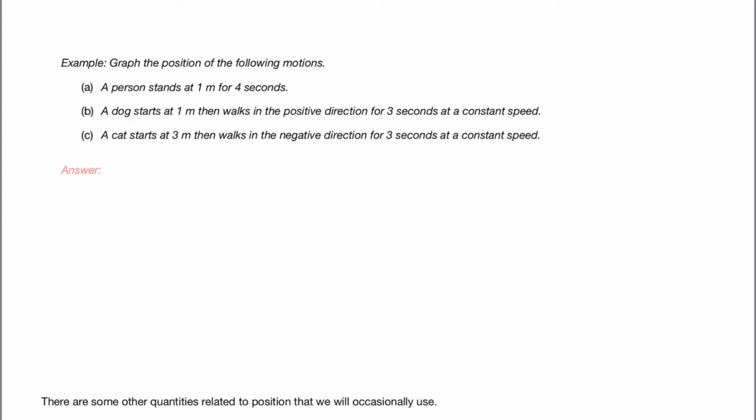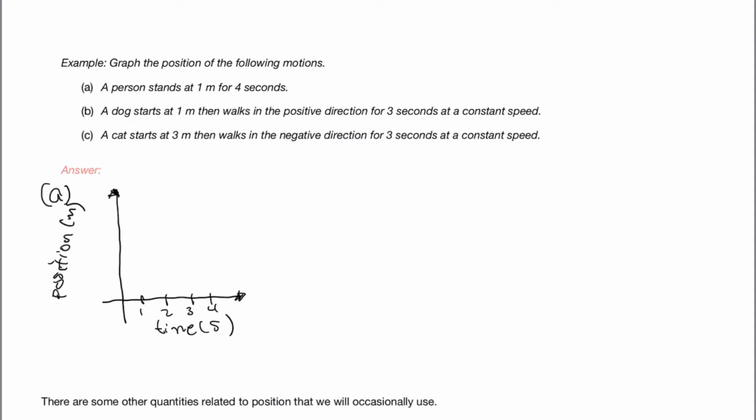So let's get some practice with graphing. In this first one, we're looking at a person that's standing still at 1 meter for 4 seconds. So let's first draw our axes, label them, time on the horizontal, position on the vertical, and make sure to include units. Now this person is at 1 meter at 0 seconds, 1 meter at 1 second, 2 seconds, onwards, and so what we realize is that this is just a horizontal straight line.